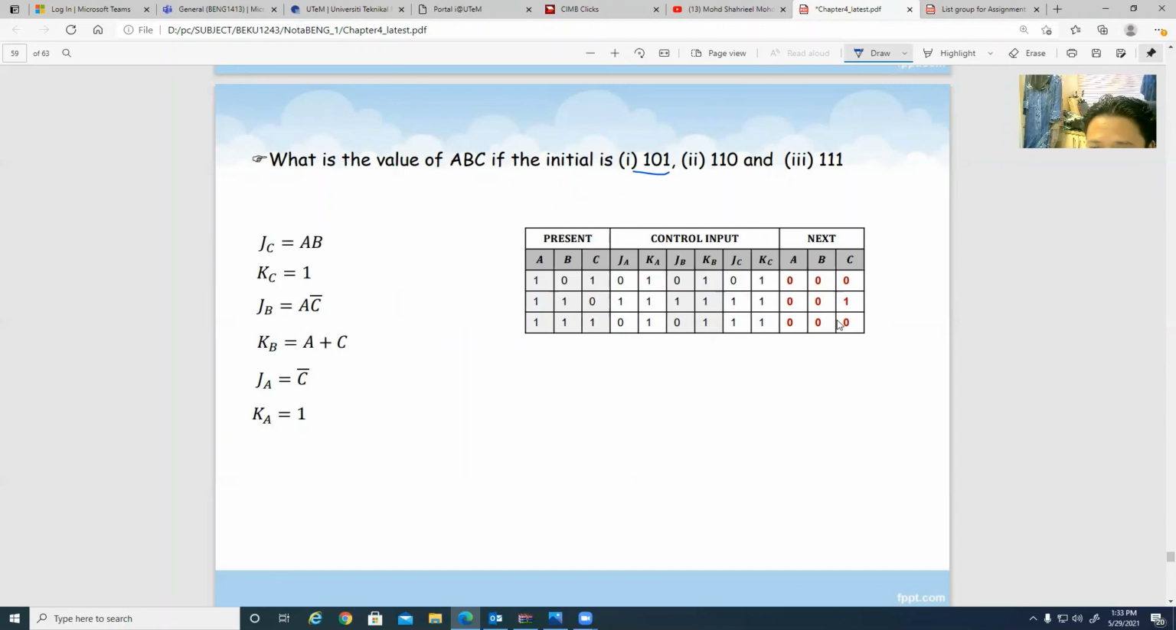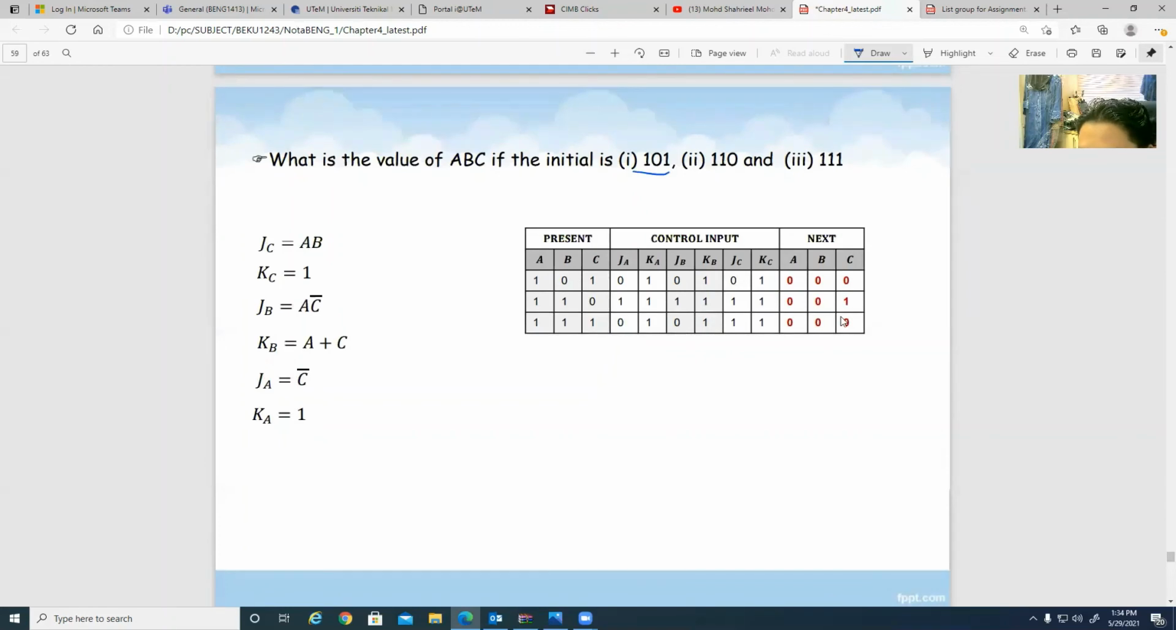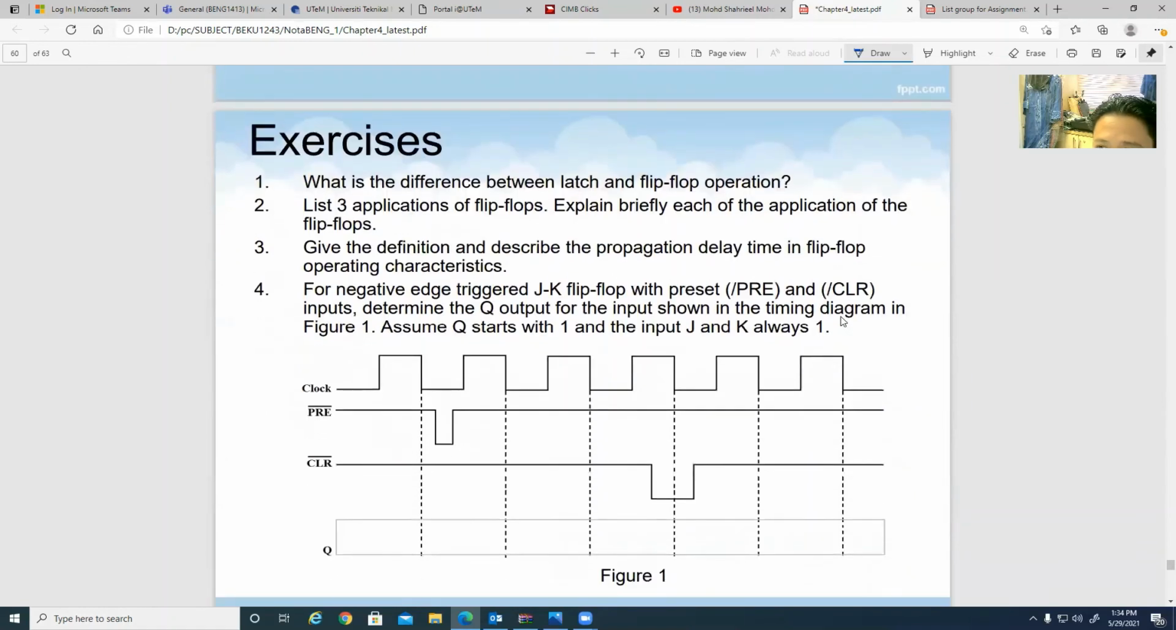So based on this one, you can see here, that's the correct answer. Then you can plot it. So this one will be 0, 4, 0, 4, and so on. So this is some exercise. I will stop here, and I will leave it to you to do the exercise.